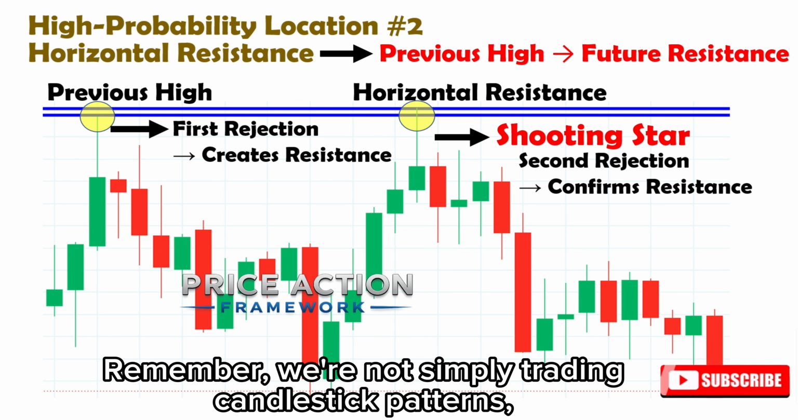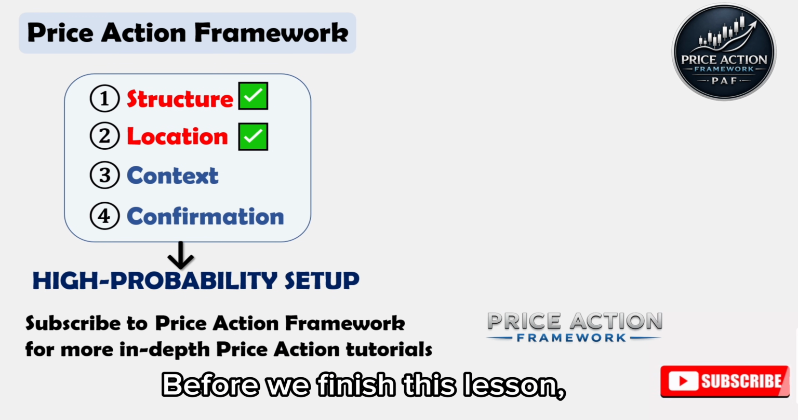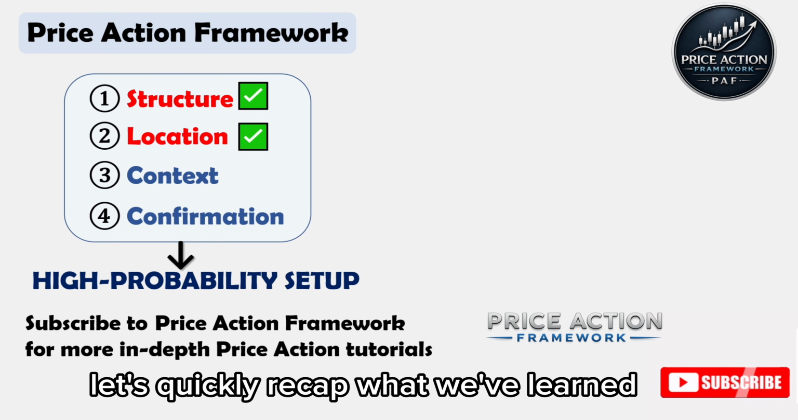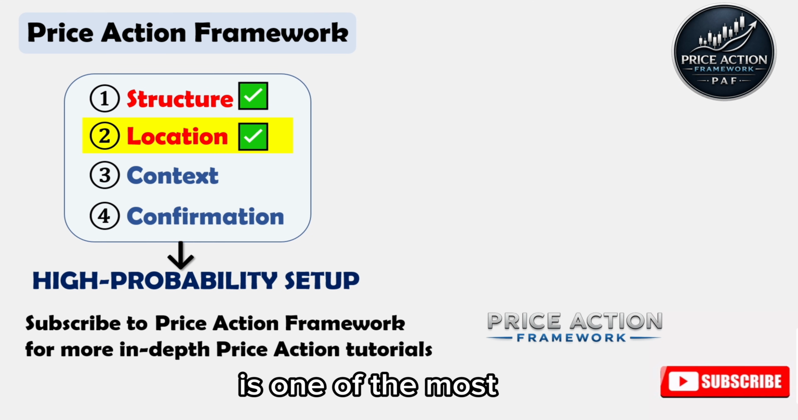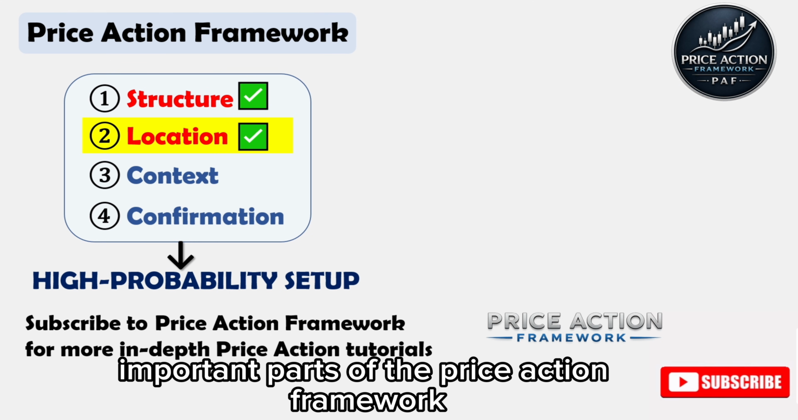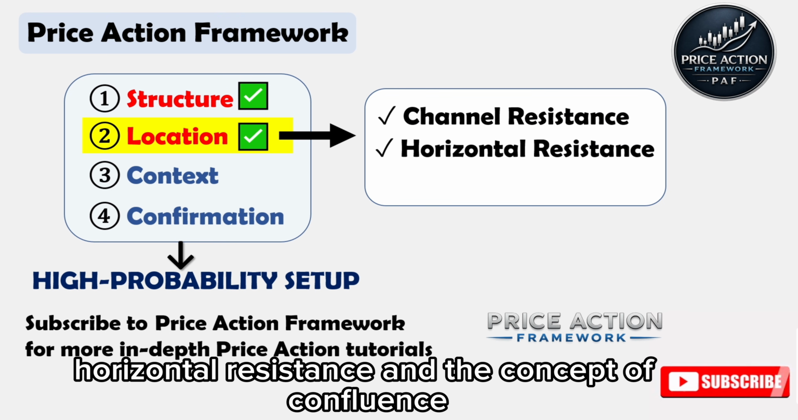Remember, we're not simply trading candlestick patterns. We're trading rejection at important locations. Before we finish this lesson, let's quickly recap what we've learned. We started by understanding why location is one of the most important parts of the price action framework. Then we explored channel resistance, horizontal resistance, and the concept of confluence.